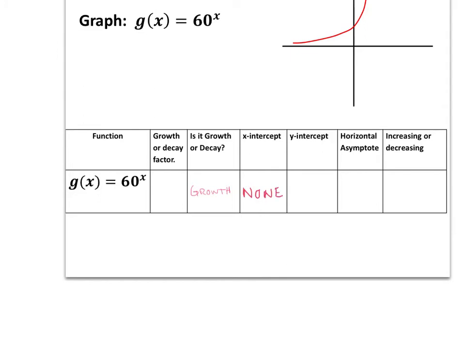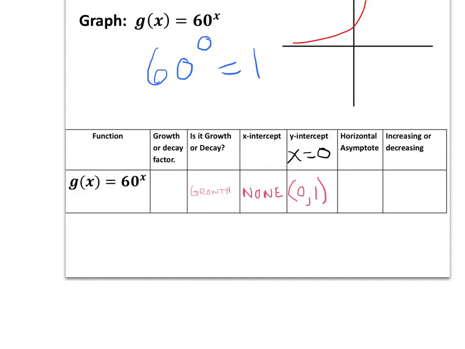The y-intercept on this one is where it crosses the y-axis. The unique thing about that is when x equals 0 is where it crosses the y-axis. So for that one, we're simply going to plug in 0 for x. So 60 to the 0 power equals 1. And so we know that our x value, x equals 0. So we're going to write this one as an ordered pair. It would be (0, 1).